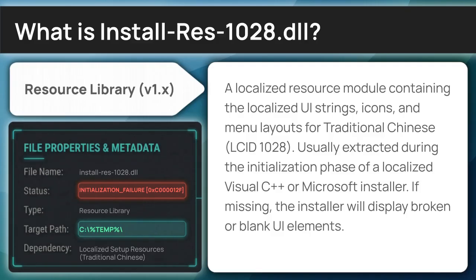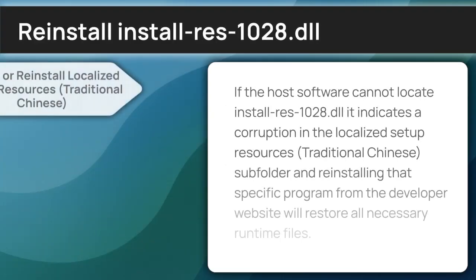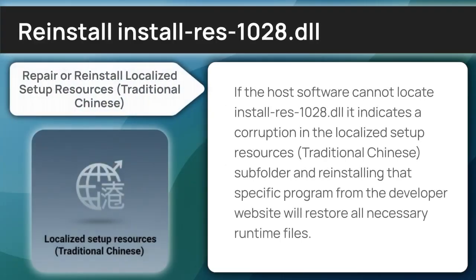Now let's apply the fix by reinstalling the shared system library. If the host software cannot locate Install Resource 1028 DLL, it indicates a corruption in the localized setup resources, traditional Chinese subfolder, and reinstalling that specific program from the developer website will restore all necessary runtime files.